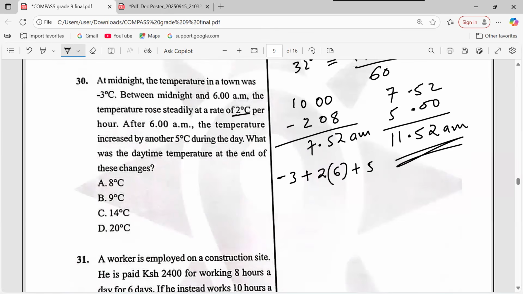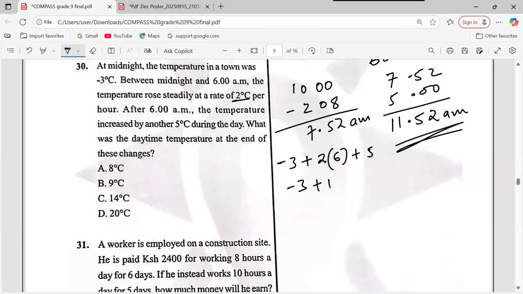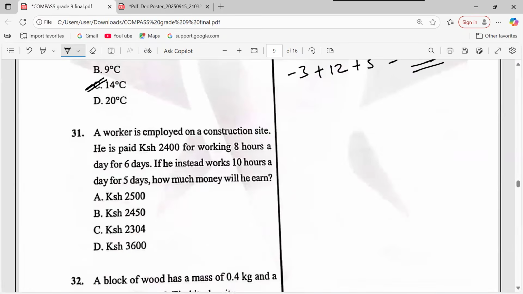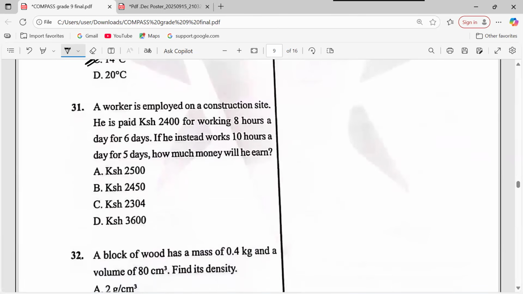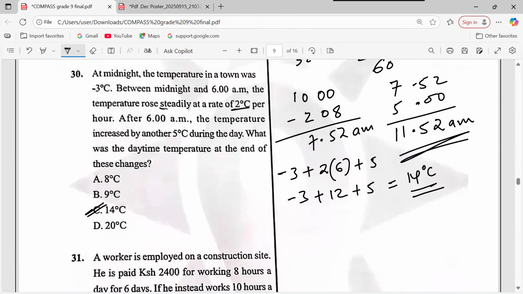Actually, this is application of indices, multiplication and addition. This shall be -3. Then we add 12 and also 5. So -3 plus 12 plus 5, I'm getting 14 positive degrees Celsius. Therefore, the temperature will be 14 degrees Celsius. Very simple. A very simple question that requires a good student, a good learner, to understand what we mean by rates.